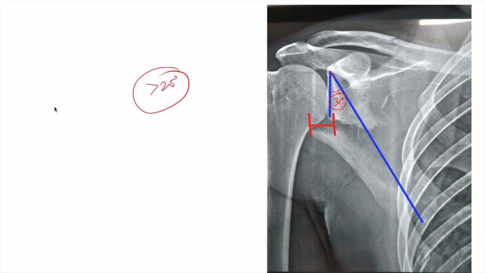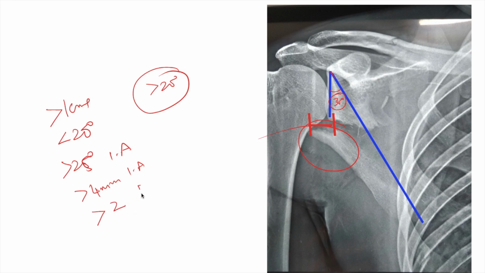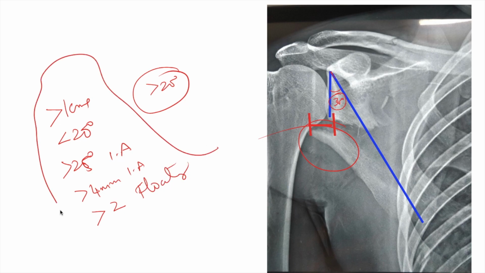So what are the indications for surgery that we have? One centimeter or more lateral offset of the inferior fragment, less than 20 degrees of glenopolar angulation, more than 25% involvement of the glenoid in case of intra-articular fractures, more than 4 millimeter step off in case of intra-articular fractures of the glenoid, and more than two structures injured in floating shoulder type of injuries. These are the relative indications for surgery.